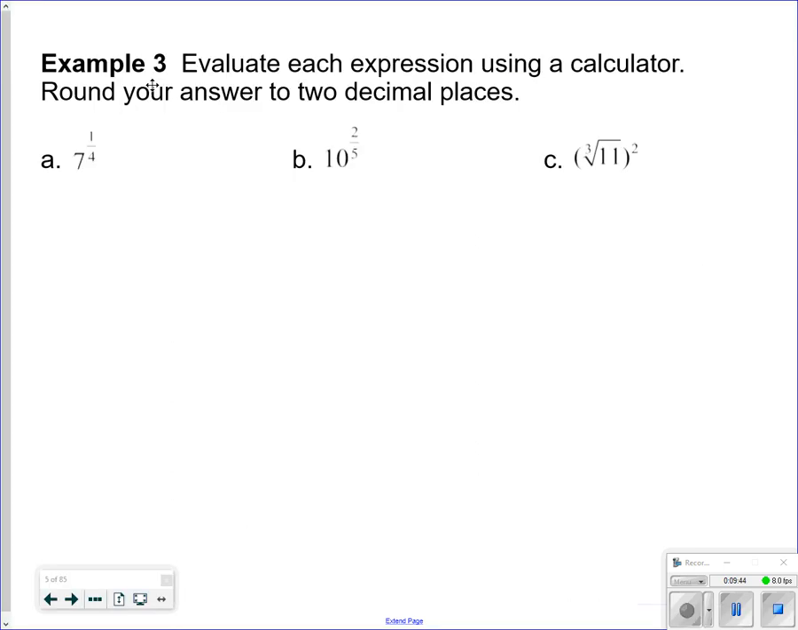Now they want me to actually use the calculator and get a decimal answer. I don't want to go back and forth to the calculator now, but it's saying evaluate the expression using a calculator, round your answer to 2 decimal places. So it literally just wants you to take 7 and raise it to the 1/4 power. So you might want to hit pause, go ahead and do all of these, and I'm just going to write out the answers here in just a second.